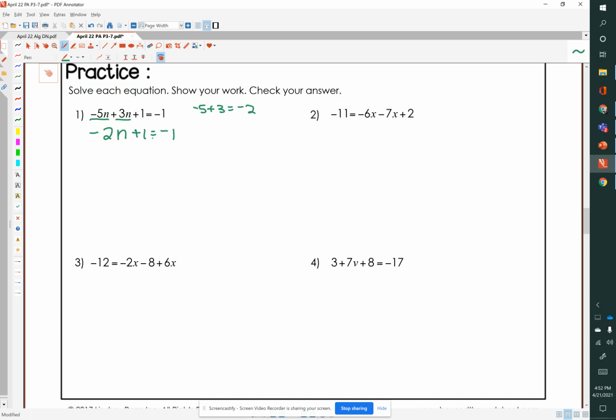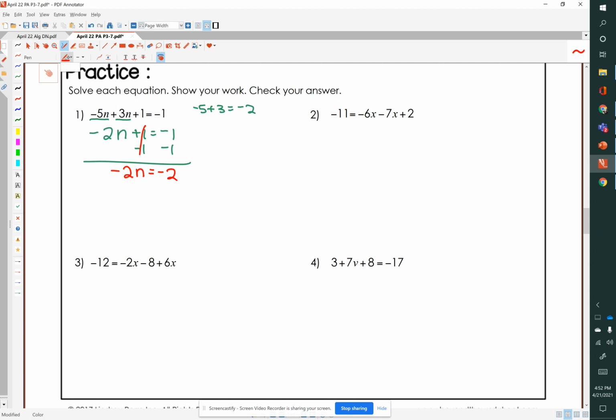So now we look at what's happening to this 2n. Well, 1 is being added to it, so we're going to subtract 1, and whatever we do to one side of the equation, we do to the other. So that cancels, or adds to 0, actually. So negative 2n equals negative 1 plus negative 1, or negative 2.